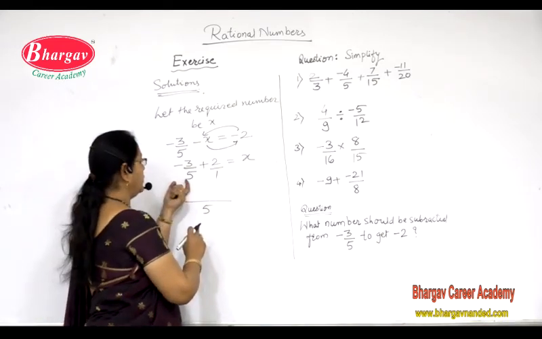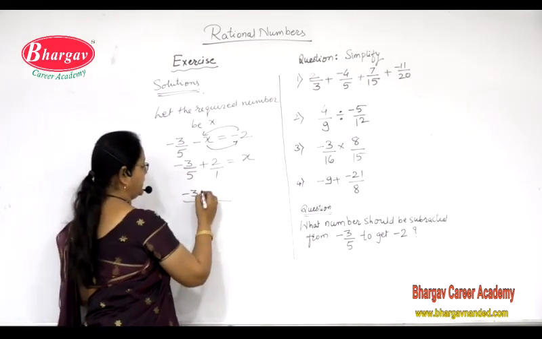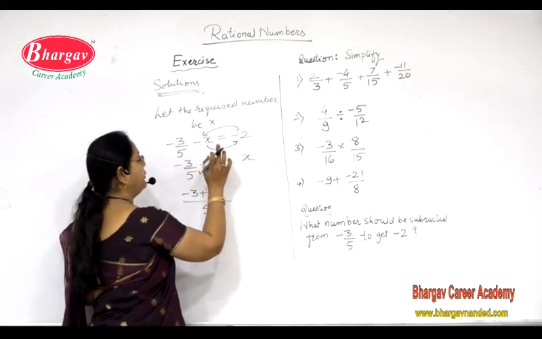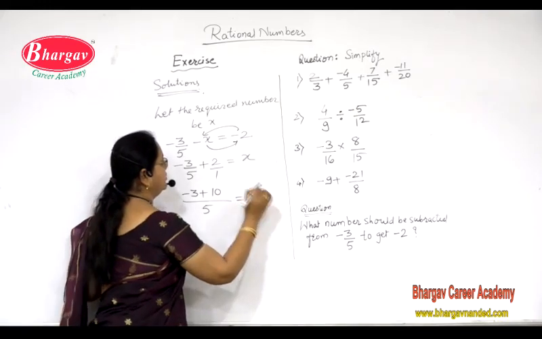And in order to make it 5, it is already 5. So write minus 3 as it is, plus sign as it is. In order to make this denominator as 5, what we have to do? We have to multiply this 2 by 5. So it will become 10, that is equals to x.